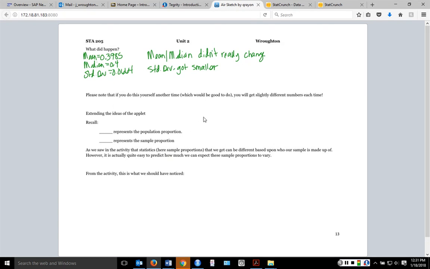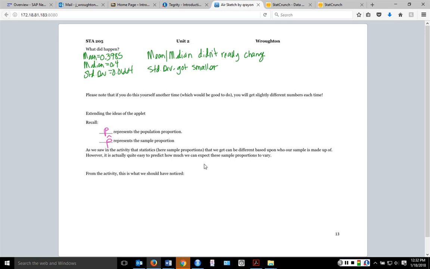Now we're going to take this idea and extend it a little bit. This is a reminder of some symbols. P represents the population proportion, and P hat represents our sample proportion. As we just saw, the sample proportions, our P hats, our statistics, can be different based upon who our sample is, or here, which beads are in our sample. But we can actually predict how much we expect these to vary. This is sort of an idea from our standard deviation.